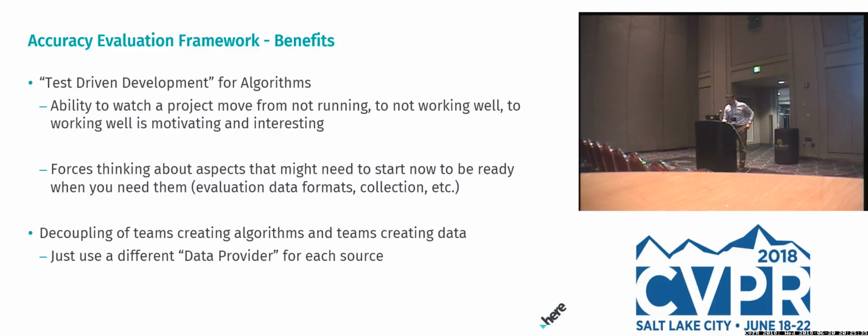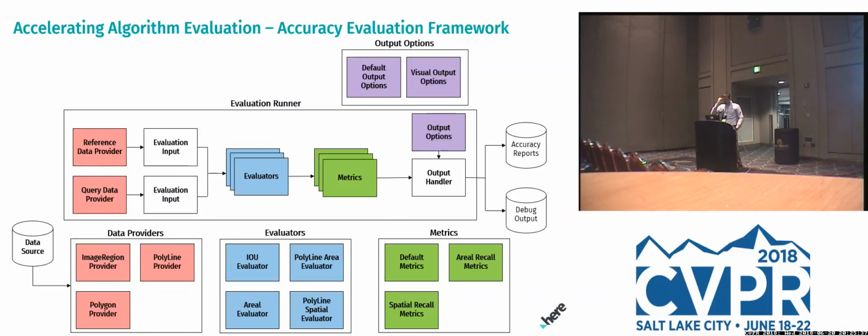Let's see. All right, so just another cartoon of this, right? It looks complex, and hopefully you'll see the simplicity materialize. We're in the middle here. You've got the actual algorithm framework. So you've got some reference data provider, like your ground truth, your query data provider. This is your algorithm output. You need to think about how you're going to load those things in memory.